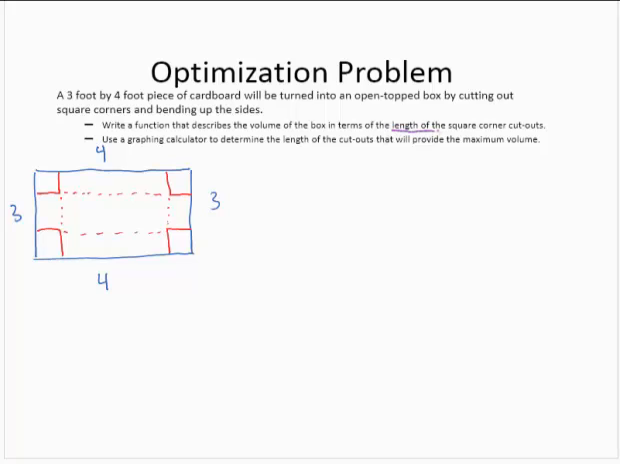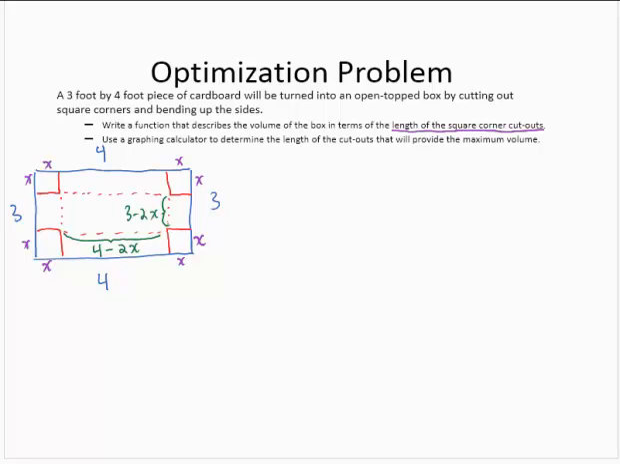I'm going to call the length of the square corner cutouts x. All these little pieces have length x. So this dimension right here is not 4, because we've cut out part of it. In fact, we've cut out x on one side and x on the other, so we now have 4 minus 2x as the remaining length. Similarly, this dimension would be 3 minus 2x.